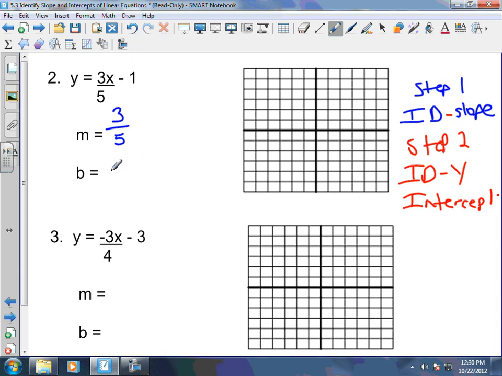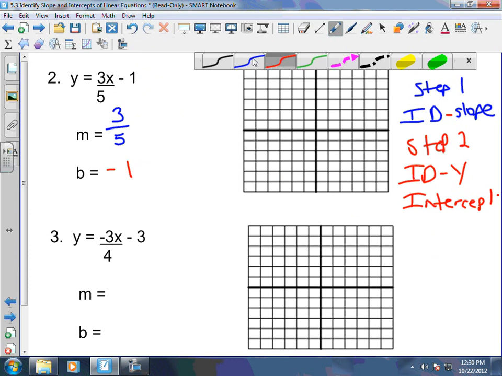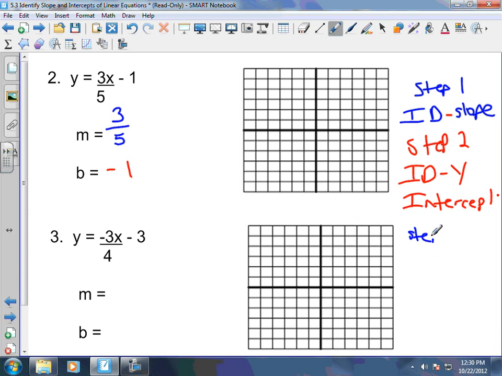My y-intercept is the number by itself. It's negative 1. Step 3: Graph your y-intercept. I'm just going to put B. Graph your y-intercept. It's at negative 1, so I put a dot at negative 1.